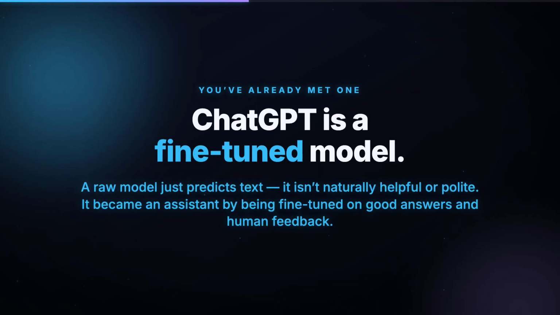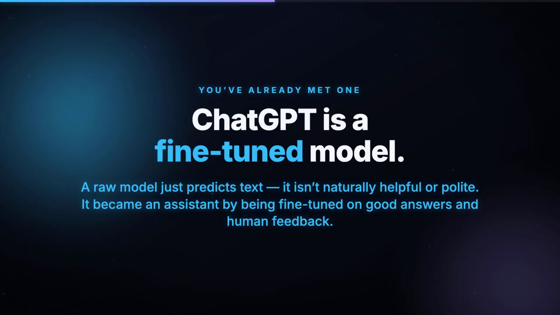And here's the part that surprises people. You have already used a fine-tuned model. A raw model just predicts text. It isn't naturally helpful or polite. ChatGPT only became a useful assistant because it was fine-tuned on piles of good answers and human feedback.